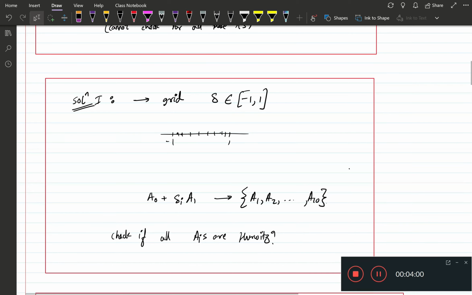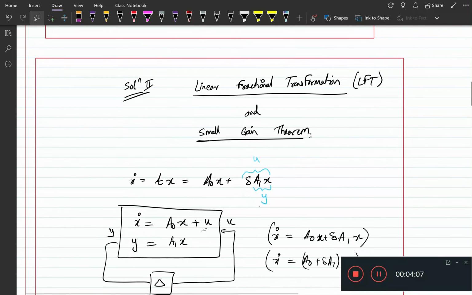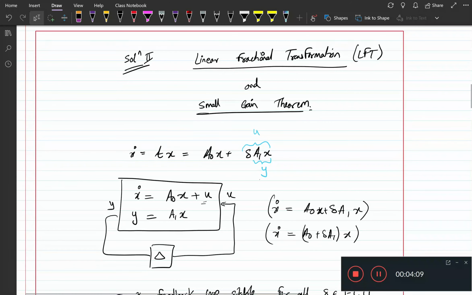So an alternative to this could be using linear fractional transformations and the small gain theorem. And what we do here is that we represent the uncertain system as a feedback loop with a certain and known part and a part that is unknown, or unknown up to some information about it, such as the norm. So let's see how to do that.